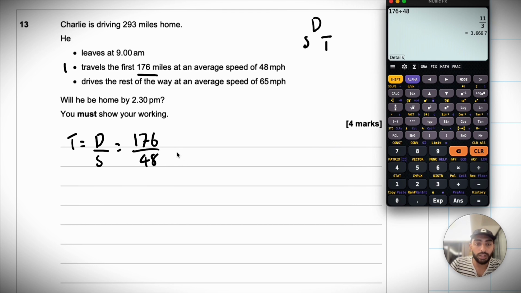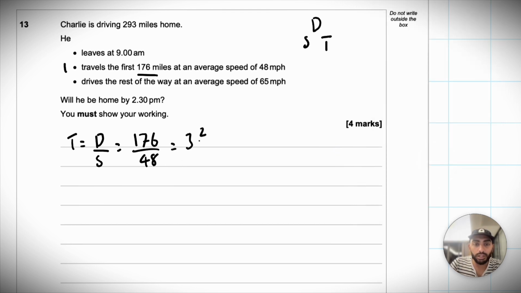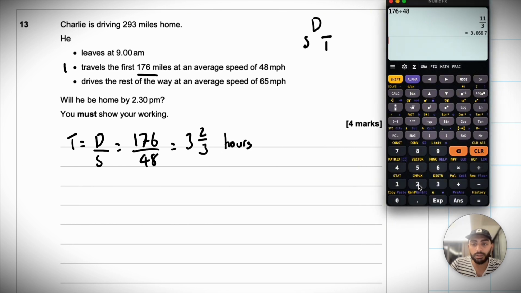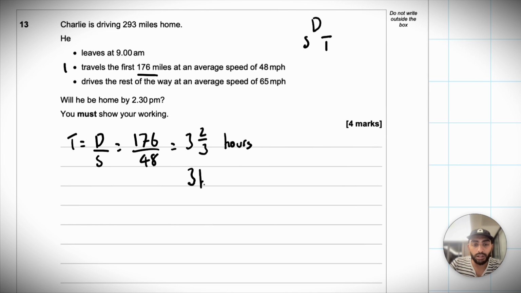That gives me 3 2/3. That's a mixed number, and that's in hours right now. I'd rather have this 2/3 in minutes, so I'm going to convert 2/3 into minutes by doing 2/3 times 60. So 2/3 of 60 is 40 minutes. So that is the same as 3 hours and 40 minutes.